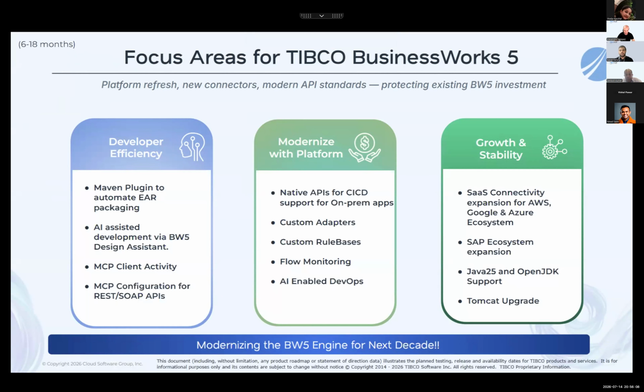We are focusing on three areas: developer efficiency, specifically focusing on releasing a Maven plugin for BW5 to automate EAR packaging, ProjLib packaging. Then moving towards the AI world, we are working on launching a BW5 design assistant, which would be the co-pilot equivalent for BW5. So you can do a prompt-based code generation for BW5, both for greenfield, brownfield projects. It will also come with an inbuilt explainability mode.